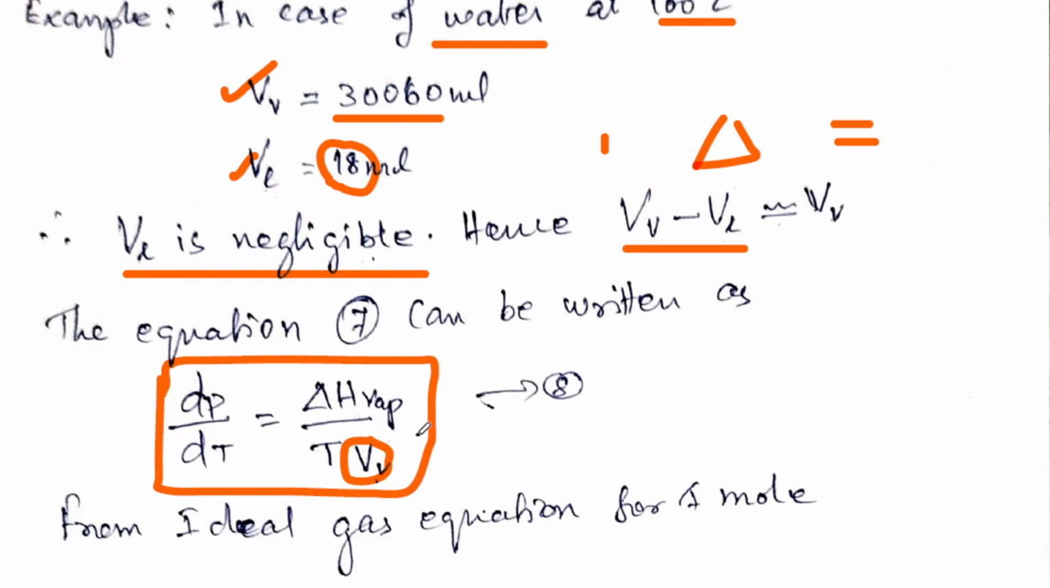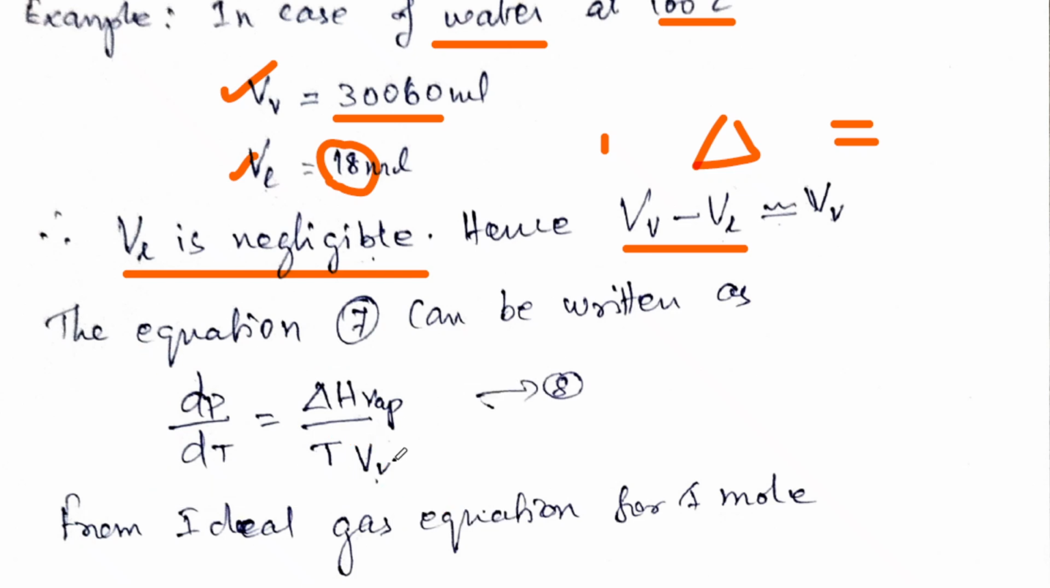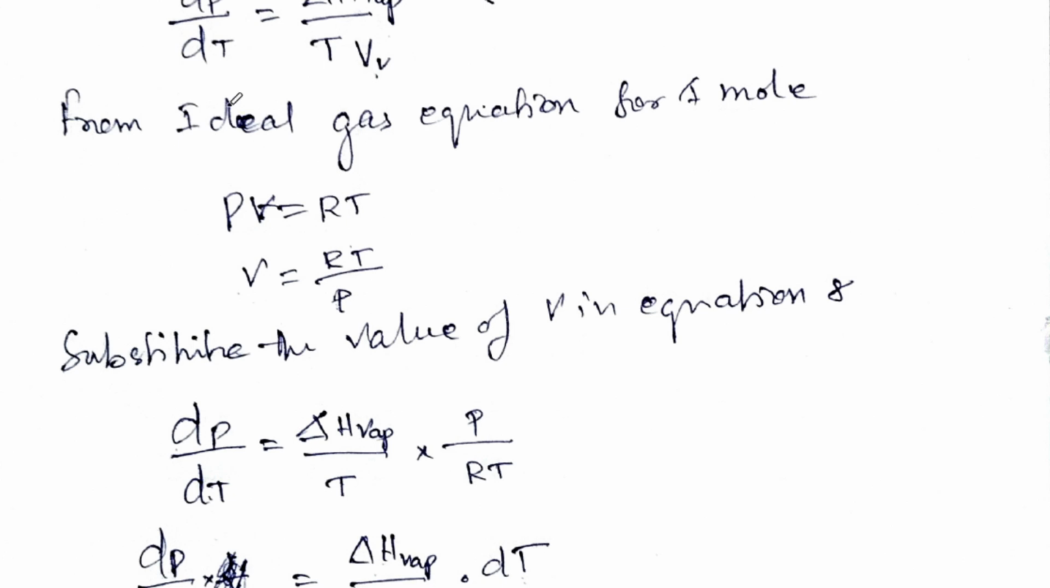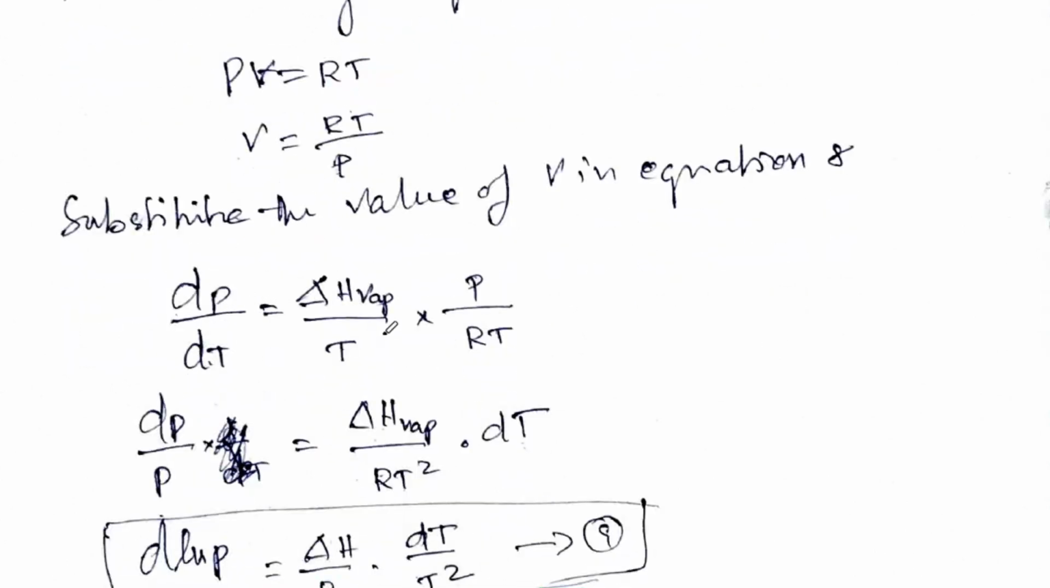We know from the ideal gas equation, and I am going to substitute the value of V using it. The ideal gas equation is PV equals RT, and from that V equals RT by P. I substitute this value in this equation, I get dP by dT equals delta H vaporization divided by T into RT by P, therefore RT will be here and P will go to the numerator.